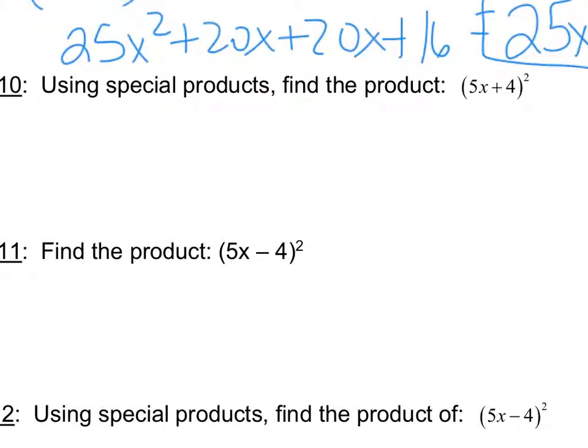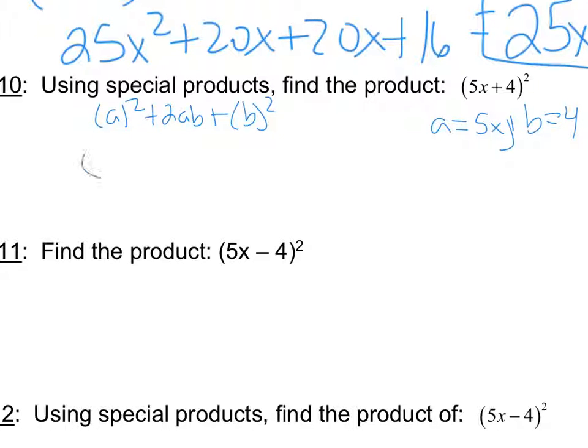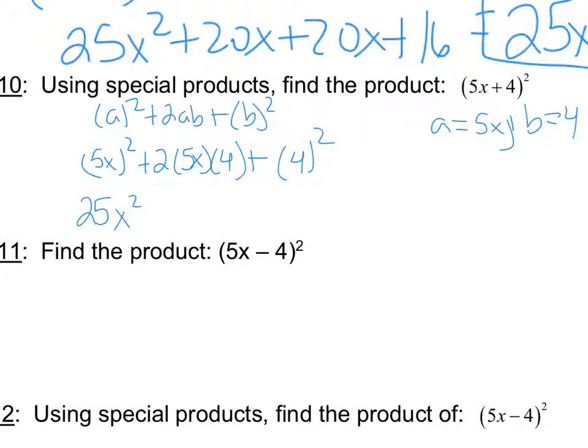So there's one way. Now, if you want to try to remember these, watch what I end up doing here. Okay, it says using the special product. So this one is, you do a squared plus 2ab plus b squared. Well, in this case, a is 5x, b is 4. So if I do that, I get 5x squared plus 2 times 5x times 4 plus 4 squared. Well, that's 25x squared plus 2 times 5 is 10, times 4 is 40, x, plus 16. See how we got the same thing?